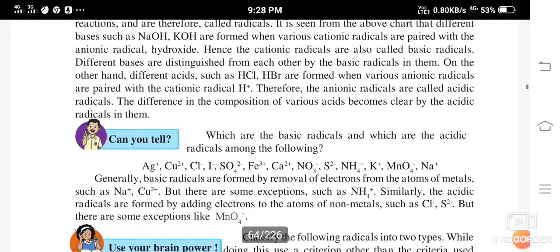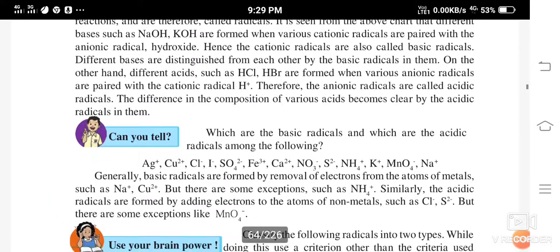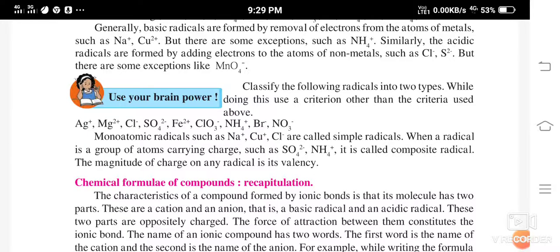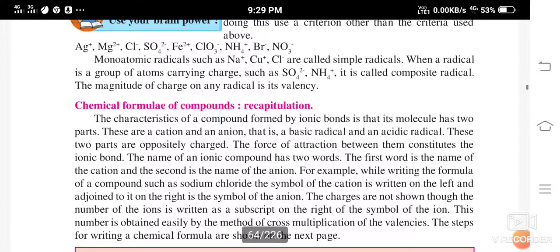And one more was there, that is, classify the following radicals into two types. While doing this, you were going to use a criterion other than the criteria given above. That is, you can differentiate them into simple radicals and composite radicals, isn't it? A couple of students have sent me this also, but not many of them. So you have to try this, write it in your notebook and send it to me. Now the next one is chemical formulae of compounds.